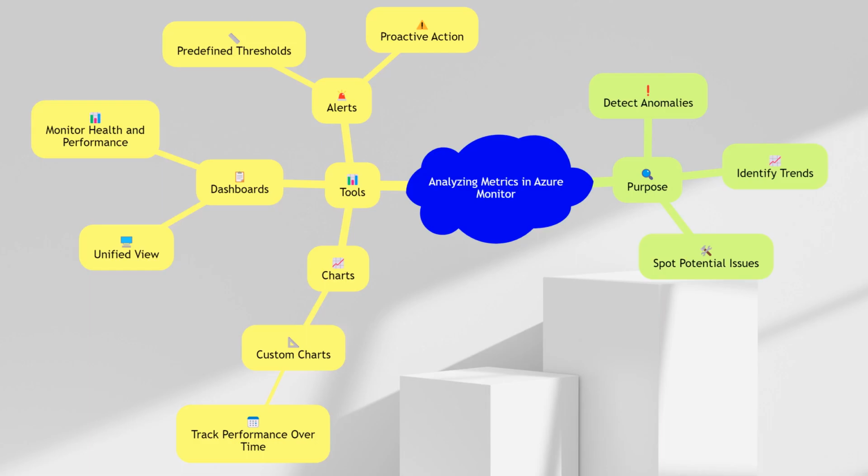Analyzing metrics in Azure Monitor involves examining the collected data to identify trends, anomalies, and potential issues. The Azure Portal provides several tools for analyzing metrics, including charts, dashboards, and alerts. You can create custom charts to visualize specific metrics and track their performance over time. Dashboards allow you to create a unified view of your metrics, making it easier to monitor the health and performance of your resources.